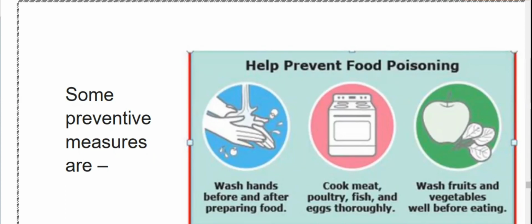Then if we are using meat, poultry, fish, eggs, etc., they have to be cooked thoroughly. And the third thing can be washing the vegetables and fruits very properly before consuming them. Nowadays what we do is wash the fruits and vegetables with tap water. I would suggest that after washing them with tap water, we should once wash them with filtered water as well to prevent food poisoning.